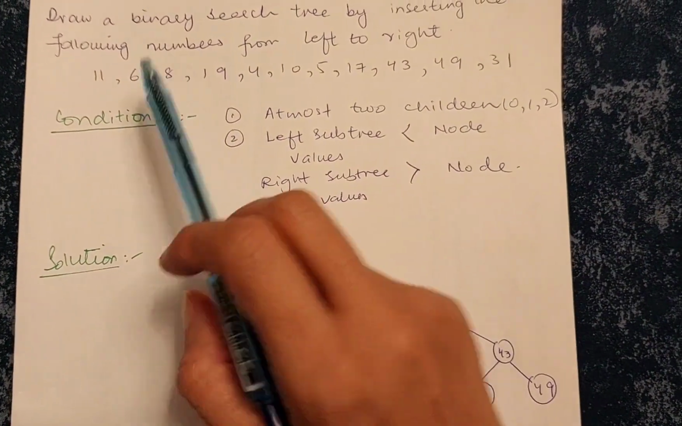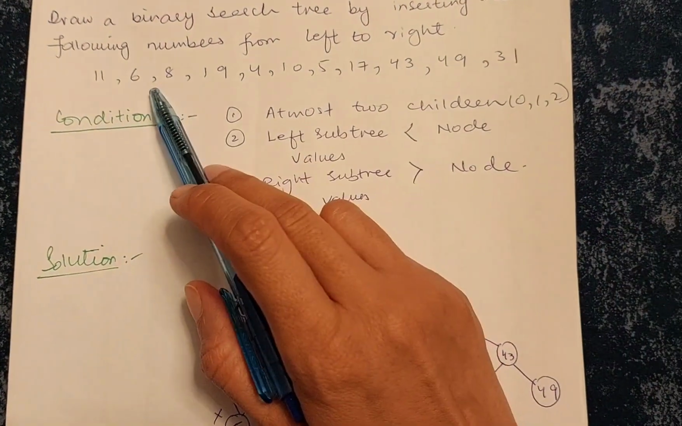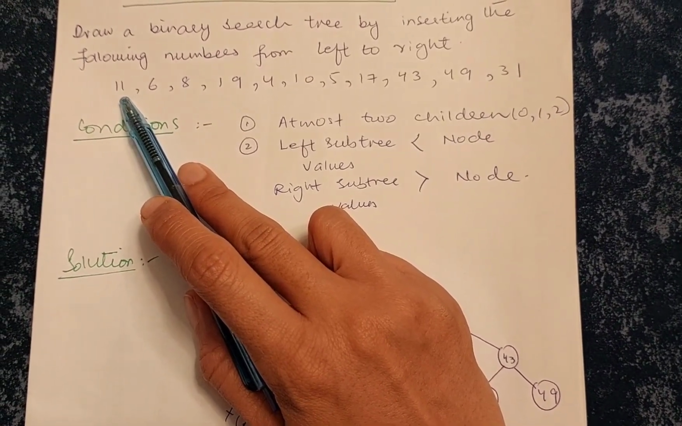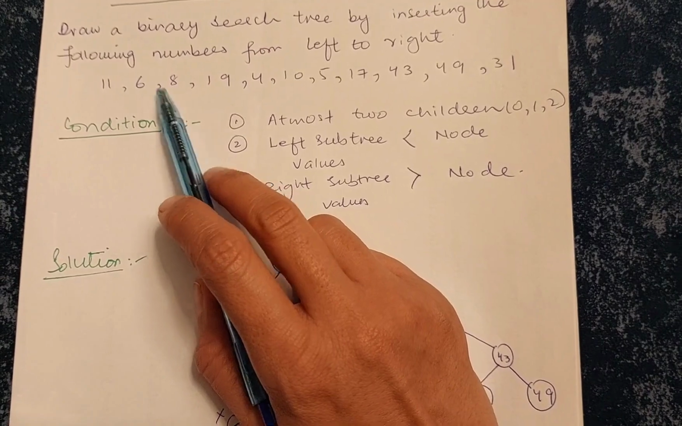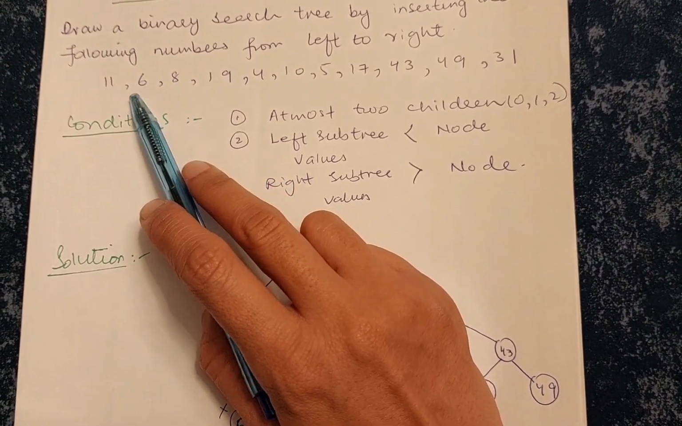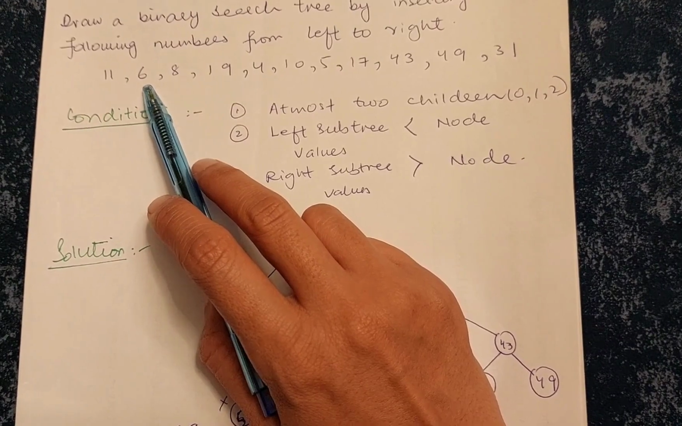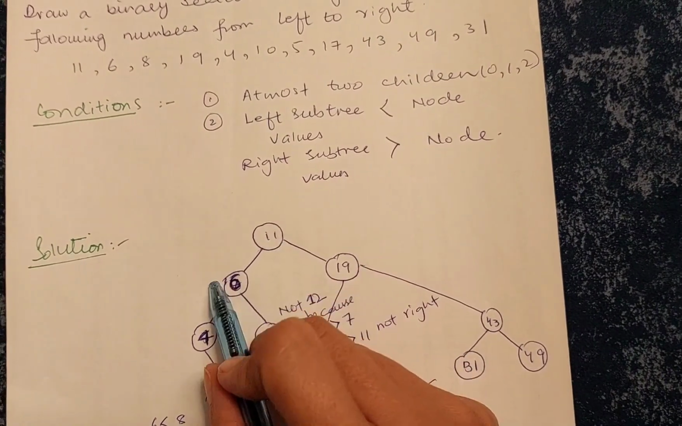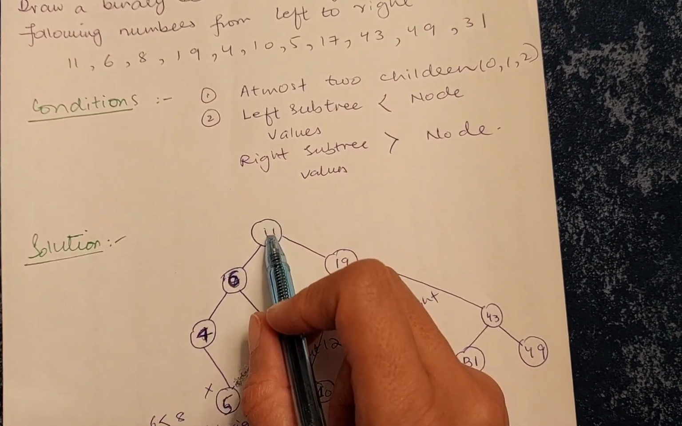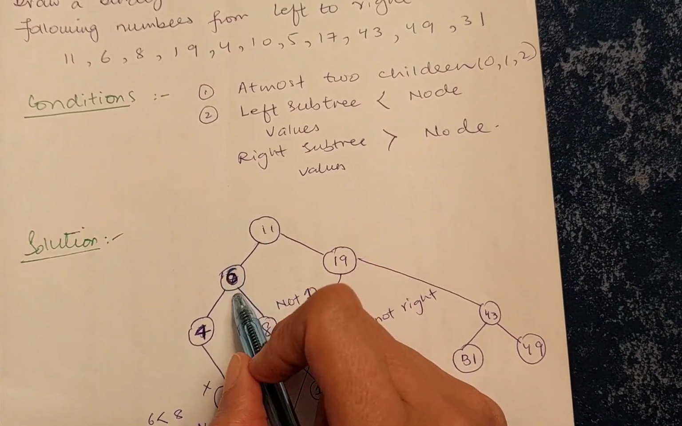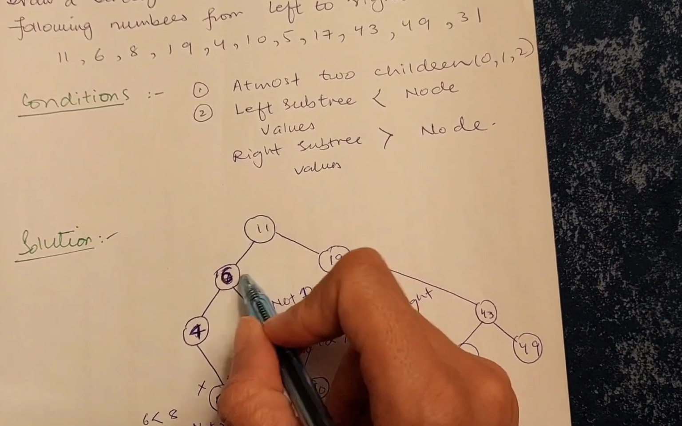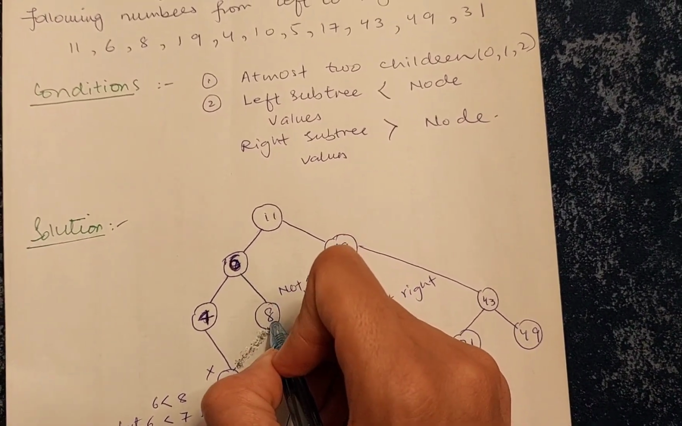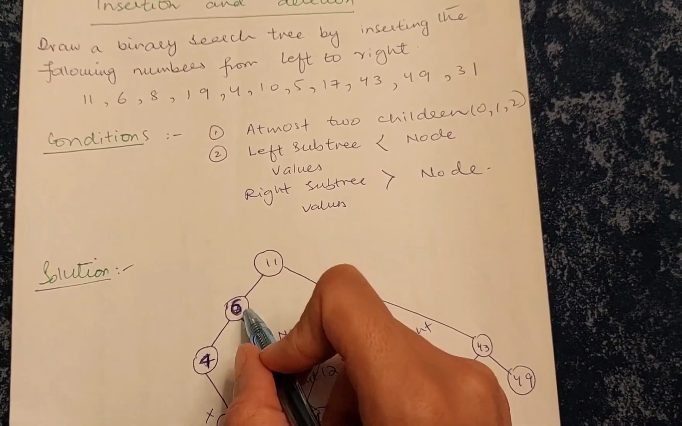Okay, so now 8. Is 8 smaller than 11? Yes, it is smaller than 11, so it should go onto the left subtree. But 8 is larger than 6, so it should go onto the right subtree of the left subtree. So here you go, first you come onto the left hand side of 11, and then you connect it onto the right hand side of 6, because 8 is larger than 6, so you put it on the right hand side of this subtree.